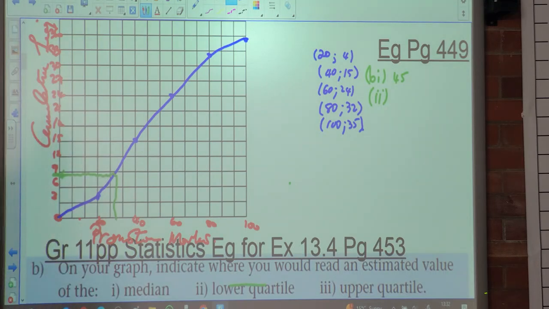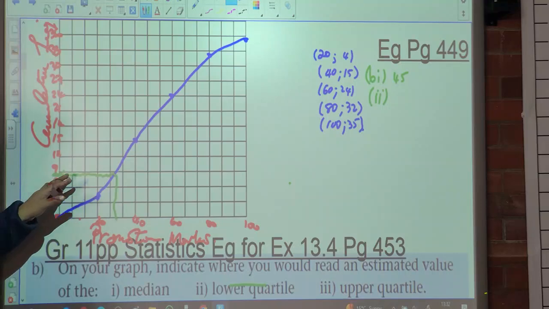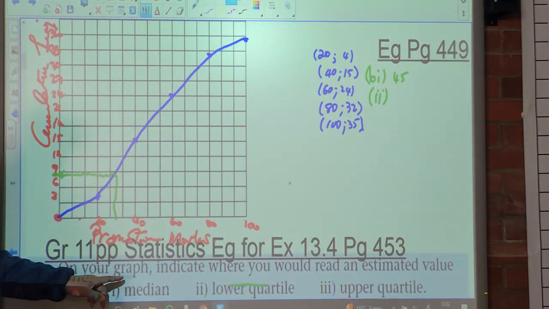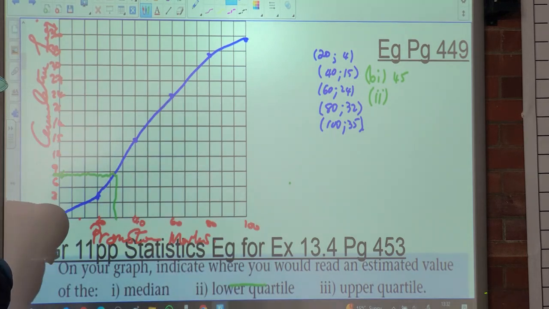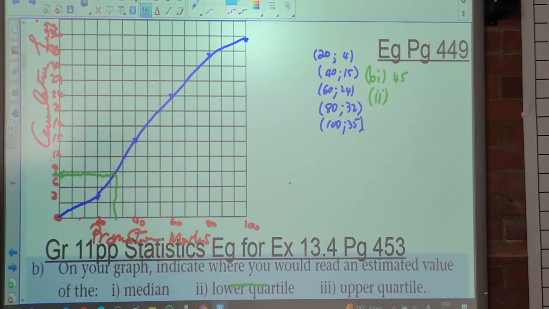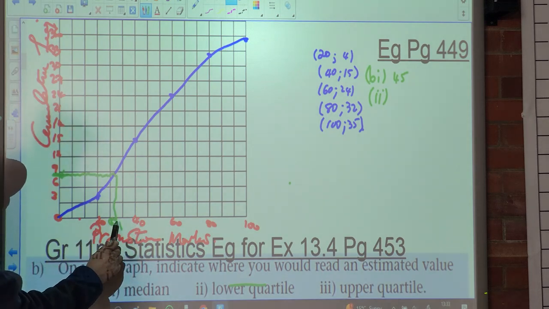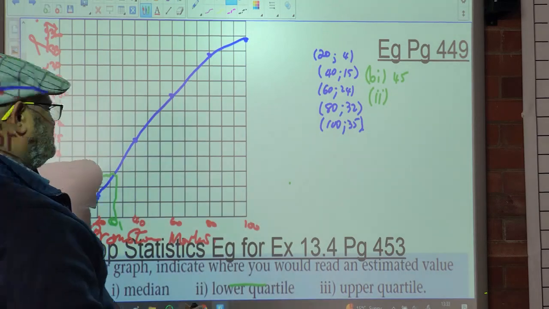Again, you should be using a ruler. And you indicate where you're taking your reading. Can you see that? On your graph, indicate, oh, this says indicate where you read your median. Okay. So what do I do here, people? This is going to be Q1, not so? And if this is 20 and that is 40, this looks like it's going to be in the middle of that, not so, which is 30.